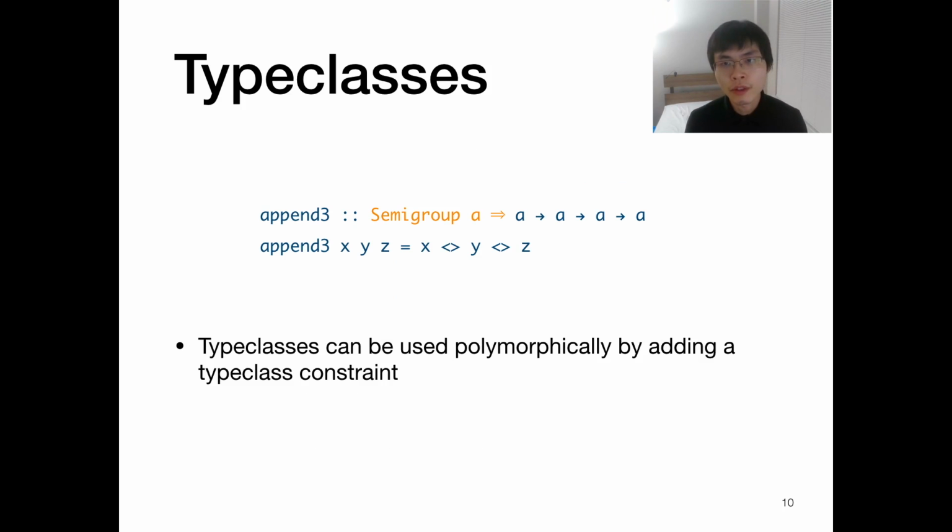We can also use type classes polymorphically by adding class constraints. In this example, we are allowed to use the binary operation inside the body of append3 because we require A to be an instance of Semigroup.